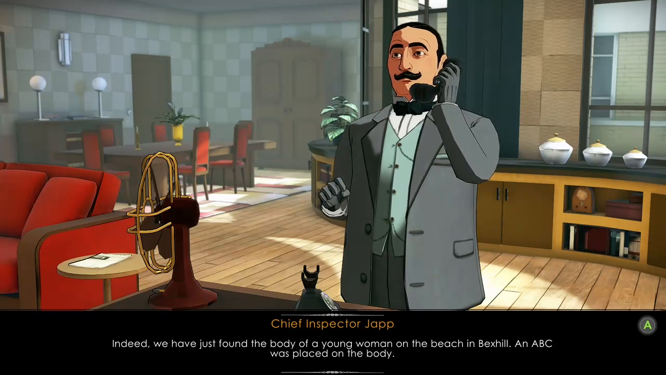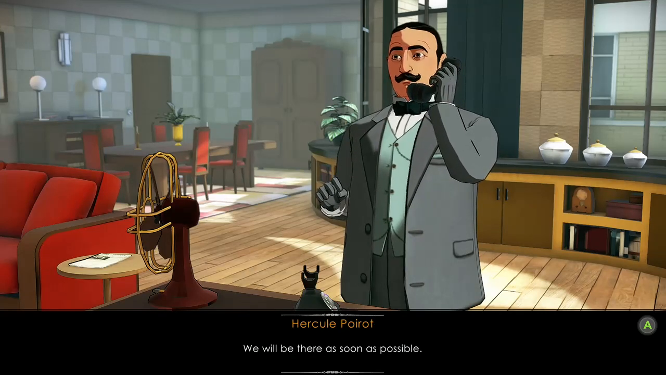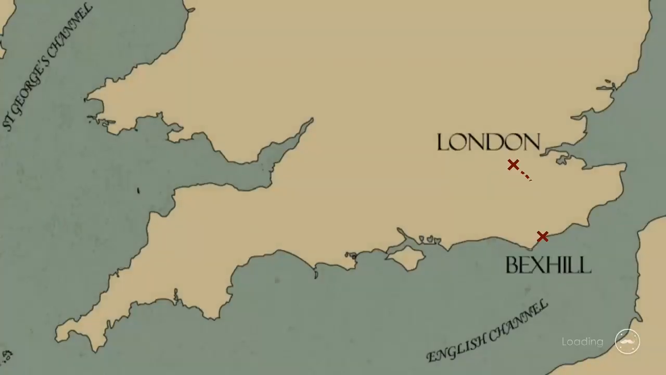Chief Inspector Japp, your call does not bode well. Indeed, we have just found the body of a young woman on the beach in Bexhill. An ABC was placed on the body. We'll be there as soon as possible. Of course.